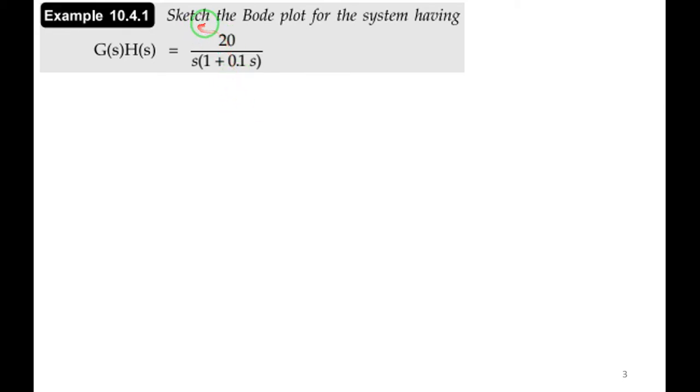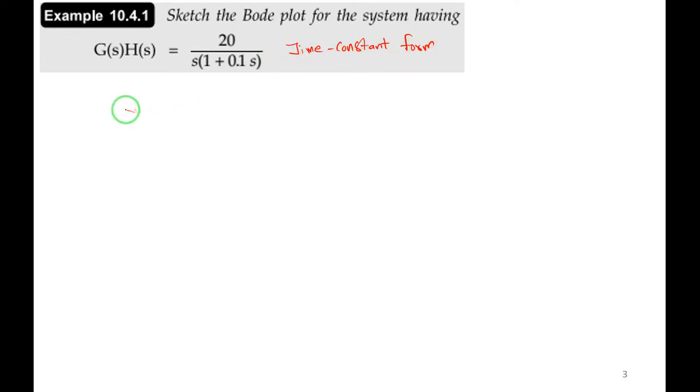Okay, sketch the Bode plot for the system having g of s into h of s equal to 20 divided by s into 1 plus 0.1 s. You can observe here, this is already in standard time constant form, 1 plus t1s. If it is not in time constant form, bring it to time constant form. Here it is already given in time constant form. You know what standard form and time constant form are, right?